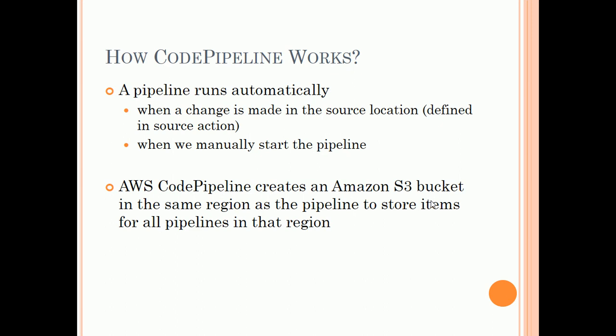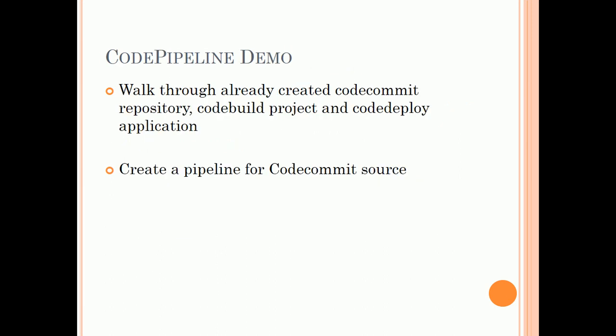So now let's move ahead and see how we can practically implement AWS CodePipeline. In this demo, we will walk through our already created CodeCommit repository, our CodeBuild project and CodeDeploy application. We will use all three in our pipeline creation. We will also see our EC2 instance on which our pipeline will deploy the application. So first we will create the pipeline for the CodeCommit source type. So let's get started with the pipeline creation.